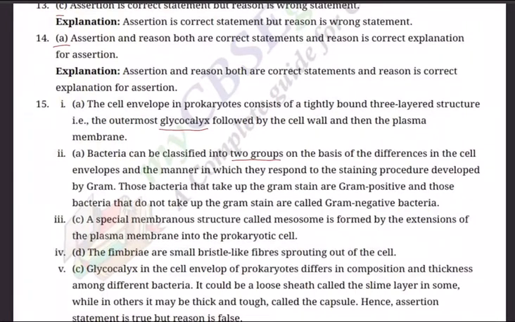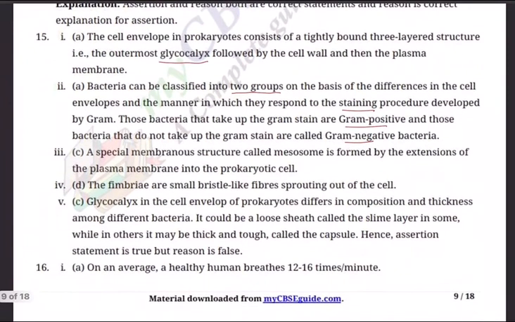B, bacteria can be classified into 2 groups on the basis of differences in the cell envelopes and the manner in which they respond to staining procedure. Staining means coloring procedure developed by Gram: gram positive, gram negative. These bacteria that take up the gram stain are gram positive, as I said. And those bacteria that don't take up any color, they are called gram-negative bacteria. So there are two.